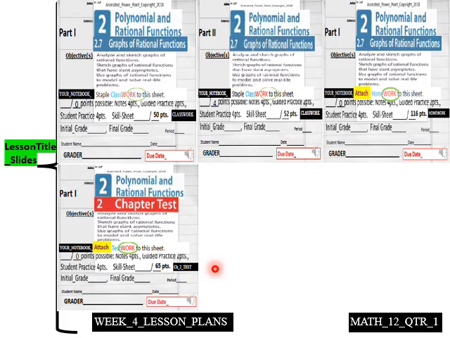And then we go into a chapter 2 test. We have a chapter 2 test, which is 65 points, and that covers 2.1 through 2.7 here. And that's how we finish week 4, with a chapter 2 test.